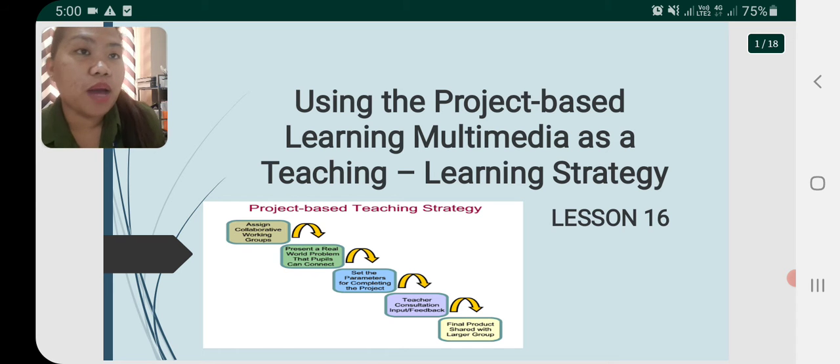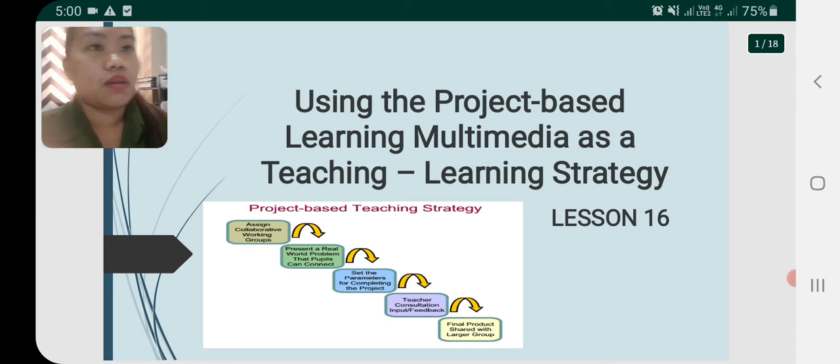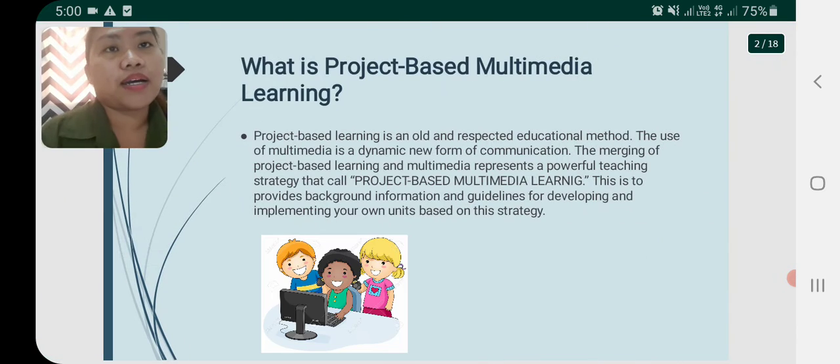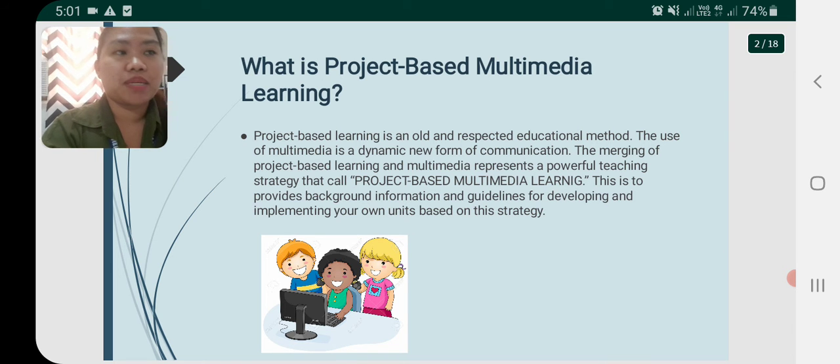So, ano nga ba ang project-based multimedia learning? Project-based multimedia learning is a method of teaching in which students acquire new knowledge and skills in the course of designing, planning, and producing a multimedia product.